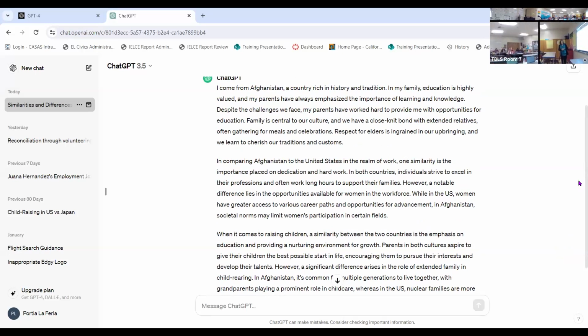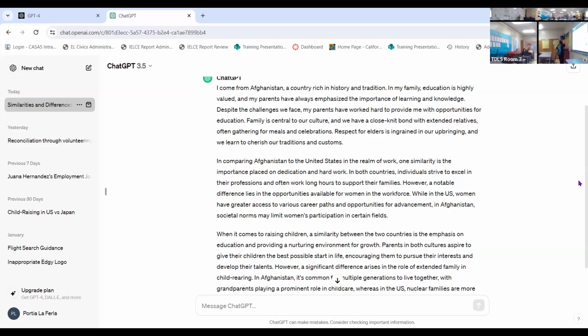It's very chatty. In my family, education is highly valued, and my parents have always emphasized the importance of learning and knowledge. Despite the challenges we face, my parents have worked hard to provide me with opportunities for education. Family is central to our culture, and we have a close-knit bond with extended relatives, often gathering for meals and celebrations. Respect for elders is ingrained in our upbringing, and we learn to cherish our traditions and customs.